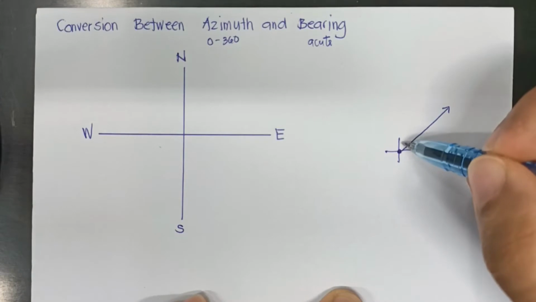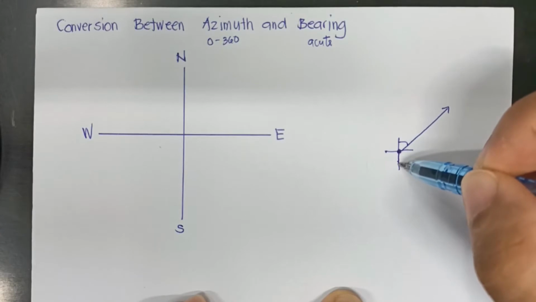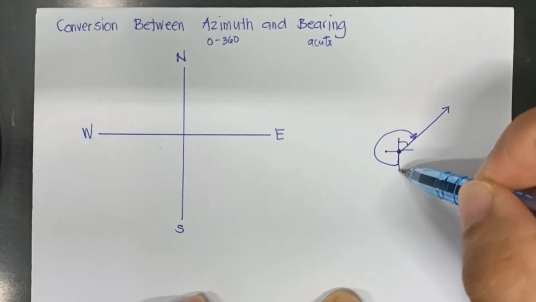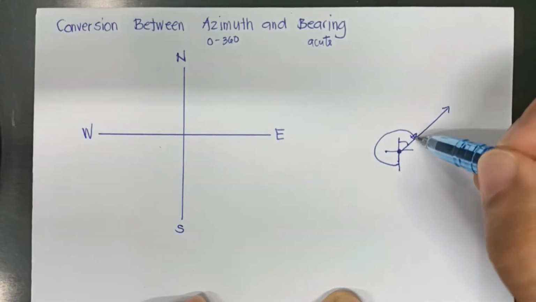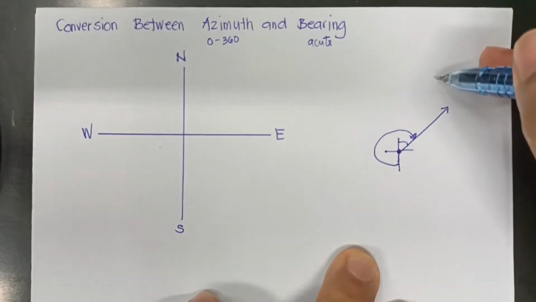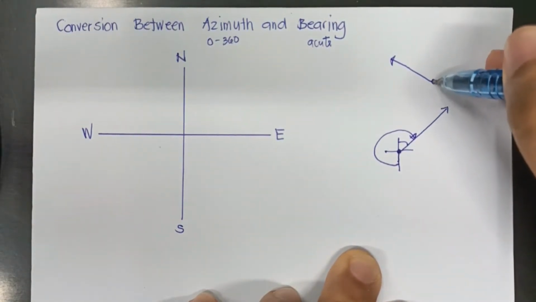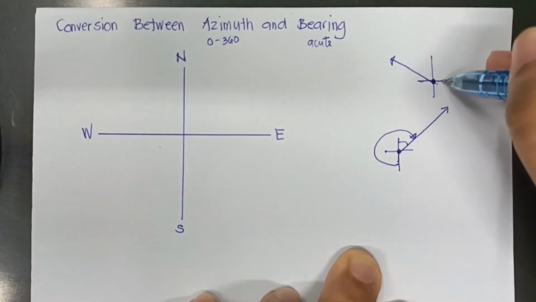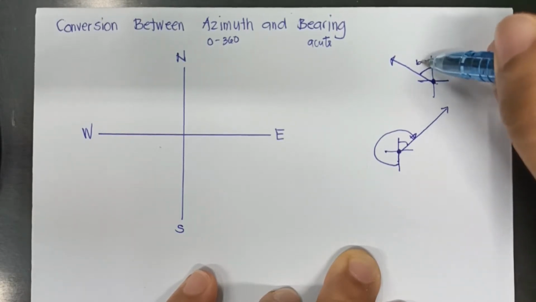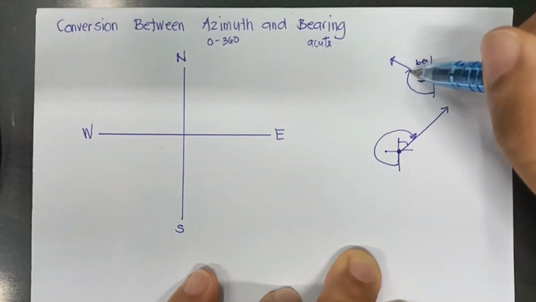So this is the bearing, while the azimuth is this angle, from the south branch of the meridian going to the line in clockwise direction. Another, if the line is in this direction, then that direction is defined in terms of bearing. This is the bearing, and also this will be the azimuth.